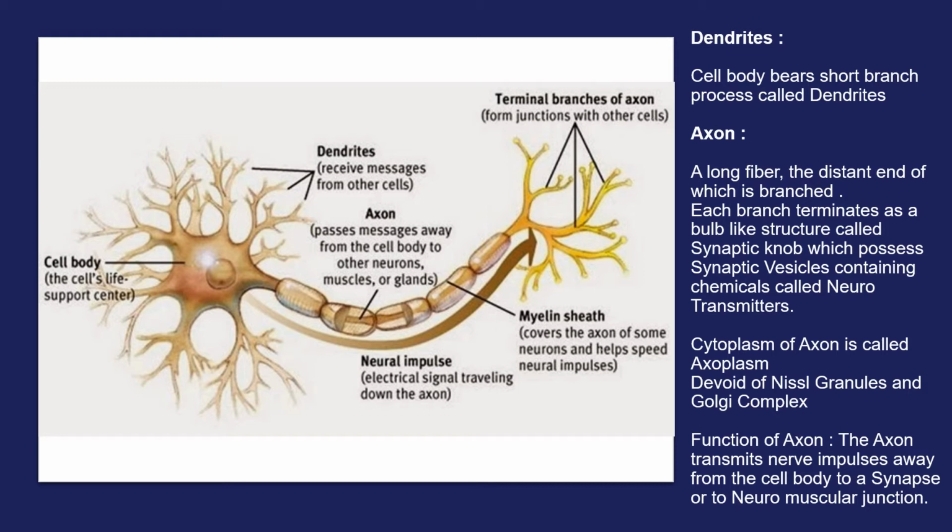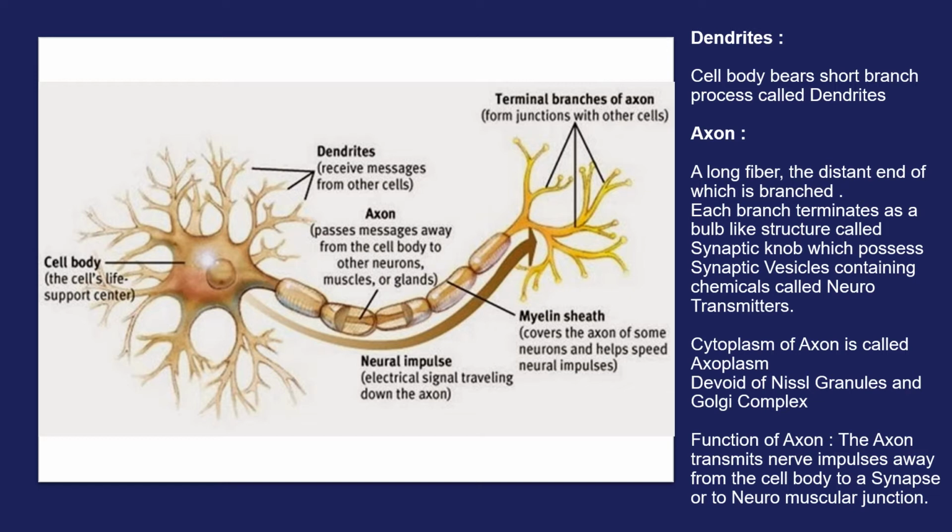And the main function of this axon is to pass the message from the cell body to other neurons, or the muscles or the other glands. And this message in the form of nerve impulse, that is called electrical signal, travels down the axon and passes in the form of chemicals like neurotransmitters. Cytoplasm of the axon is called axoplasm.